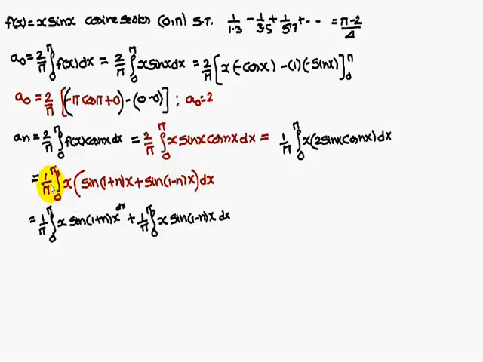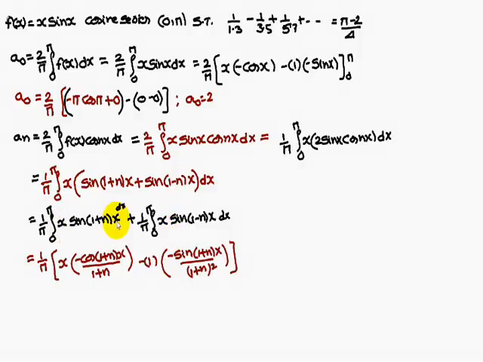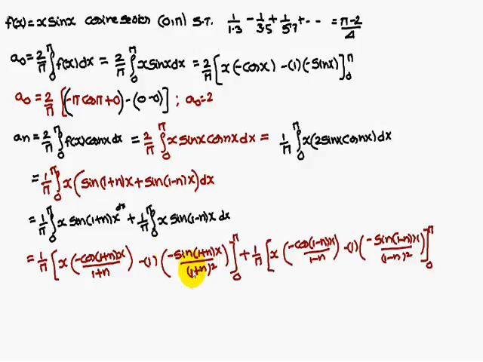So if you separate the terms, 1 by pi integral 0 to pi x sin 1 plus n into x dx, 1 by pi integral 0 to pi x sin 1 minus n into x dx. If you integrate this one, x into sin integration, minus cos 1 plus n into x by 1 plus n, x differentiation 1, minus, as usual cos integration is sin 1 plus n into x by 1 plus n into 1 plus n whole square.